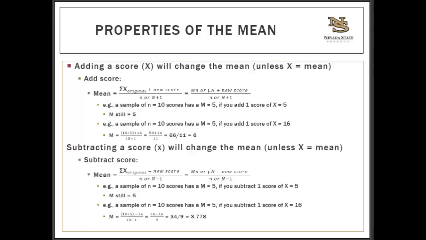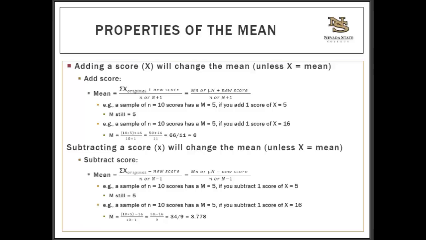So I take that 50, my sum of x, I add my value of my new score, which is 16, and then in the denominator, I know my sample size was 10, plus that one new score gives me 11. And I end up with 66 divided by 11. My new mean is 6. So the mean jumped up by one whole point just by adding a new score, and that's because the new score that I added was rather large.